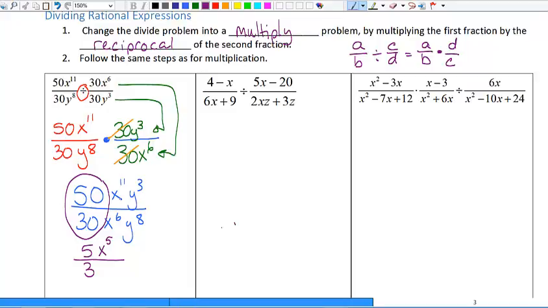last step. Y cubed over y to the 8th. After you divide out, you'll have 5 left, and they're going to be in the bottom because that 8 is bigger than the 3. So that's my final answer on that one.